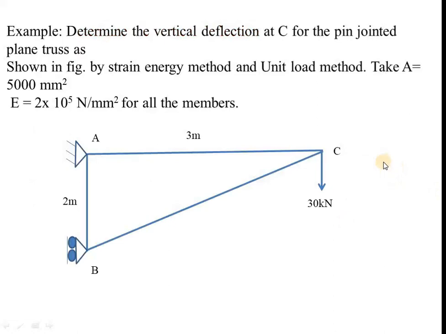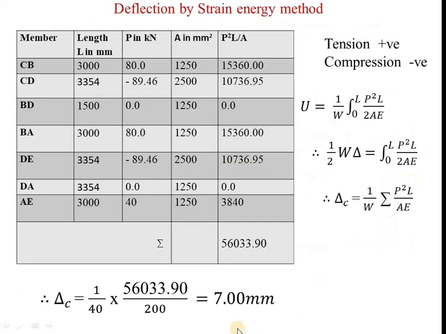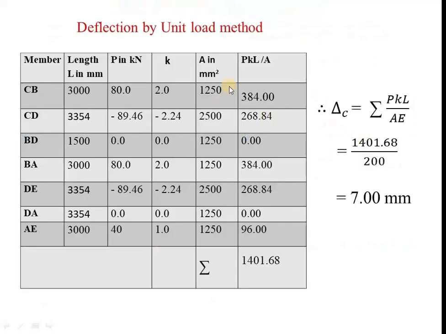E is 200 kilonewton per mm square. So you divide sum of PKL by A by E, which I will take at the end. So the deflection you get here by the unit load method is 7 mm. This is also 7 mm by the strain energy method, and with the unit load method, even though PKL by A into E, E is common, that's why I have taken it last, you get 7.